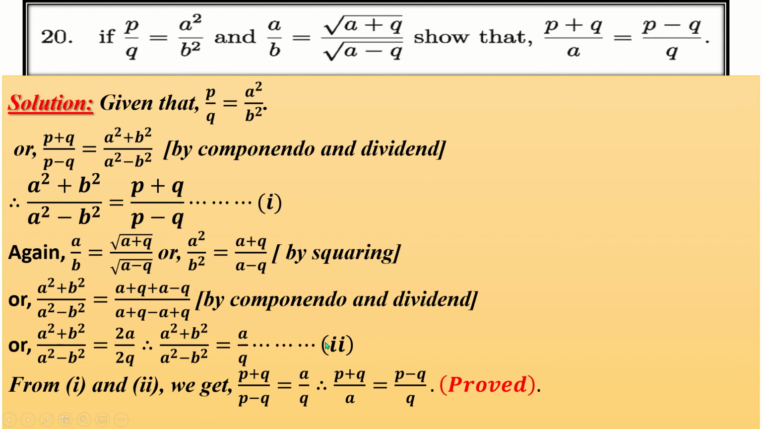This is equation number 2. From 1 and 2, as the left side is a square plus b square by a square minus b square, here also a square plus b square by a square minus b square. So the right side and right side will be equal. That means this equal to this. Now by alternendo, we can take a into here and this into here. As a result, we get the required proof.